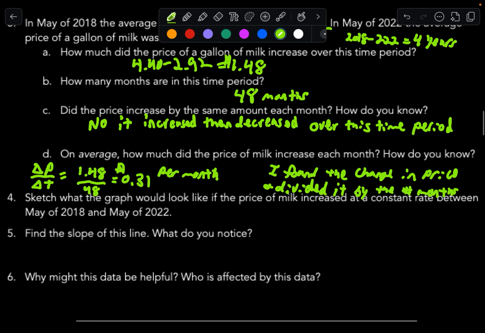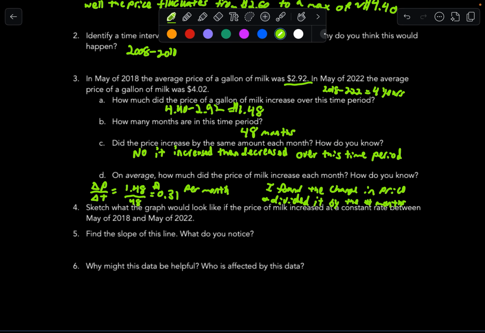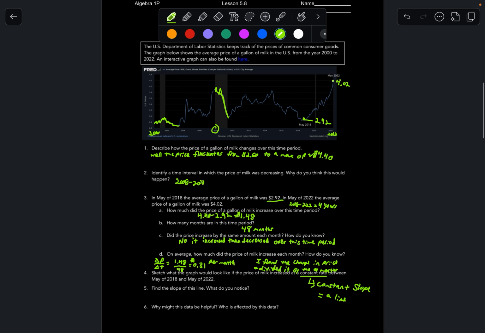So now they're asking you, sketch what the graph would look like if the price of milk increased at a constant rate. Constant rate means constant slope, which equals a line. A line is a graph where it has a constant rate of change because it has a constant slope. So what they're asking us is to take the 2 points that they gave you and connect it with a line. That's what the graph would look like.